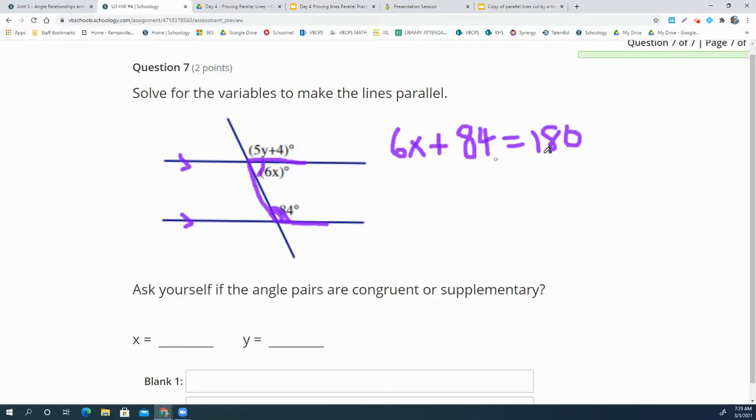And then you're going to solve. Subtract 84, divide by 6, and you get x. Okay? So if you solve this equation, you're going to get x.